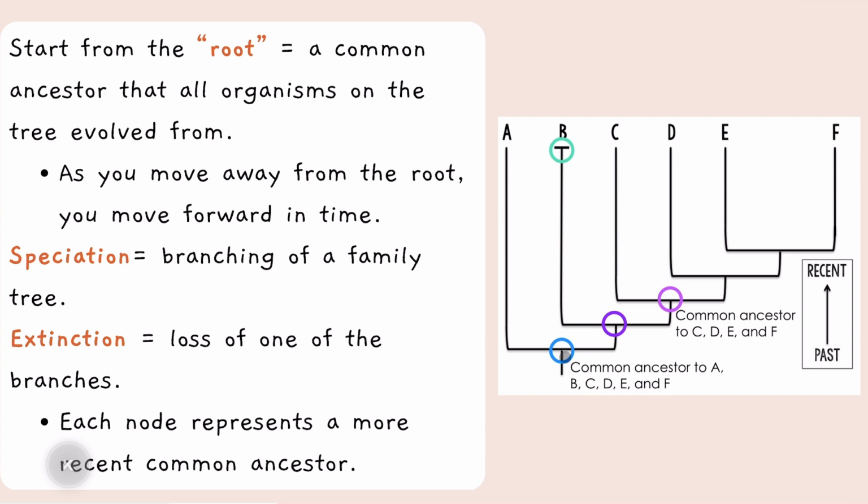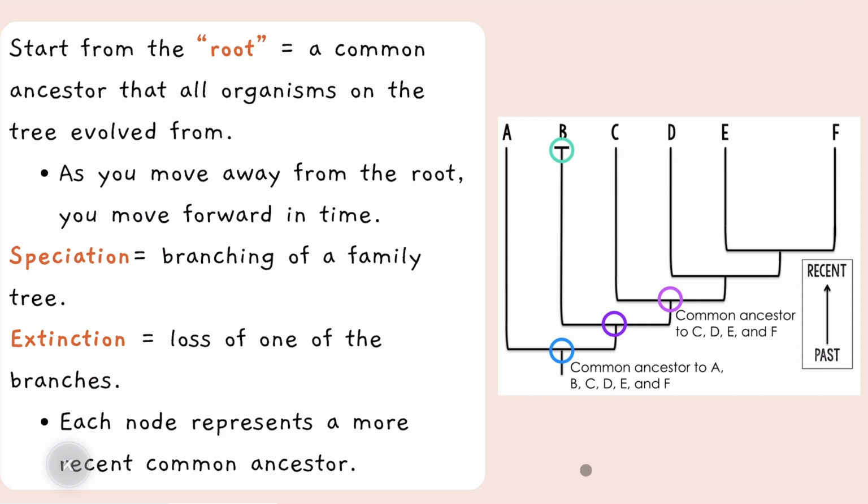The root is the base that represents a common ancestor. So this blue circle here would be the root for this particular phylogenetic tree. And then as you move away from the root, you're moving further in time. So this is the oldest species, and then A through F are all species that would be current species except for B, which we'll talk about in a second.